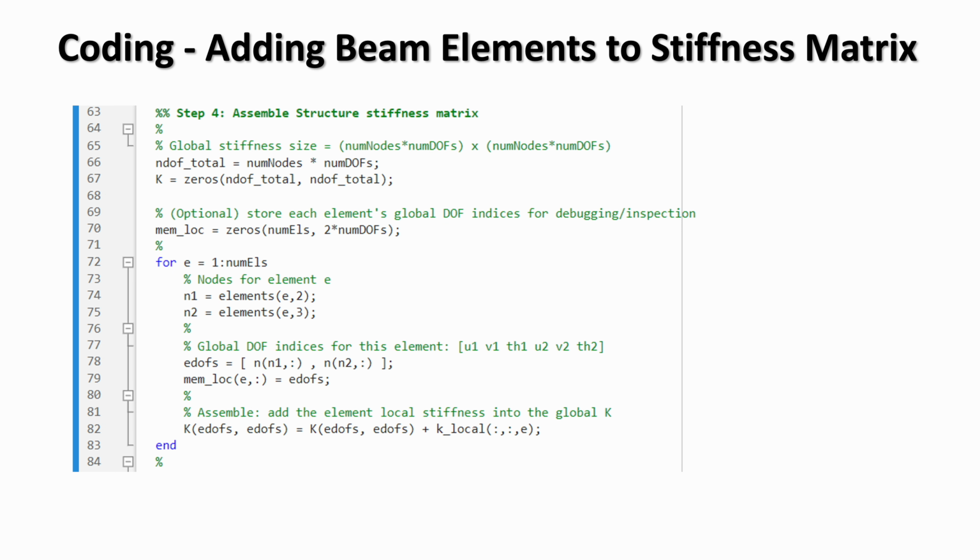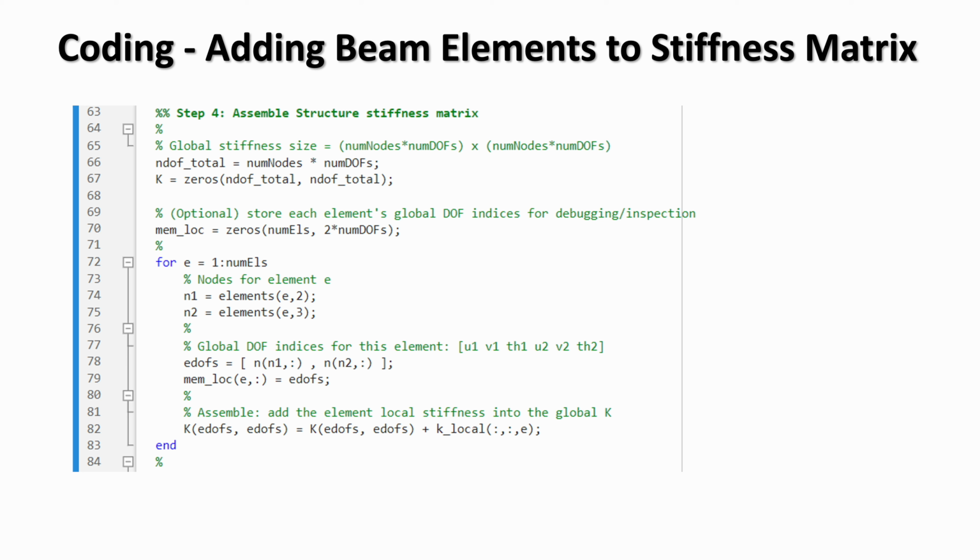And now we assemble the global stiffness matrix K from the element stiffness matrices. First, we calculate the total number of degrees of freedom. So NDOF total is the number of nodes times the number of degrees of freedom. In this case, with 3 nodes and 3 degrees of freedom per node, this gives 9 degrees of freedom. We then initialize the global matrix as a 9 by 9 zero matrix, so K equals zeros. We can also optionally store each element's global degree of freedom indices for debugging or inspection. This can be very useful for checking that the assembly is being done correctly.